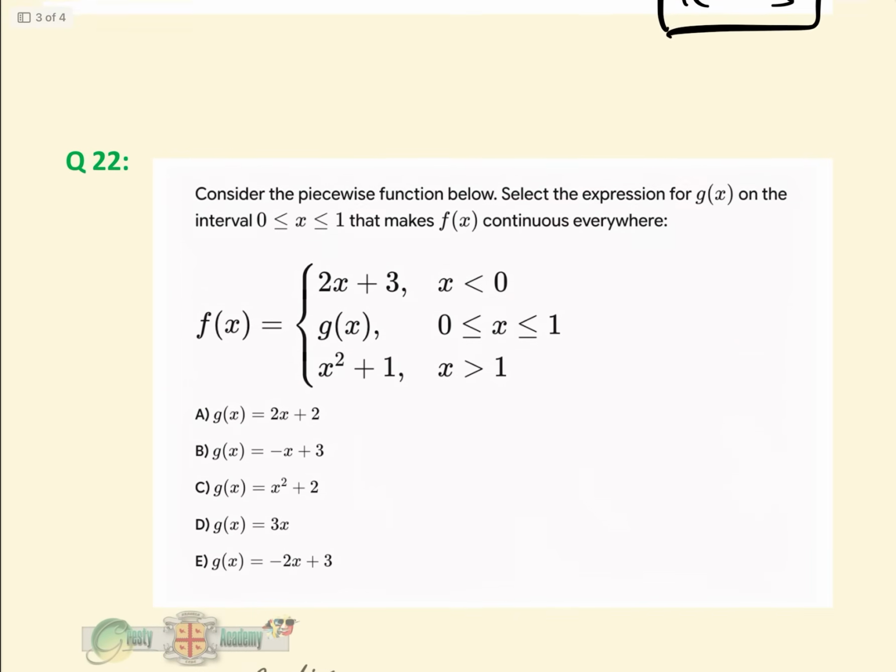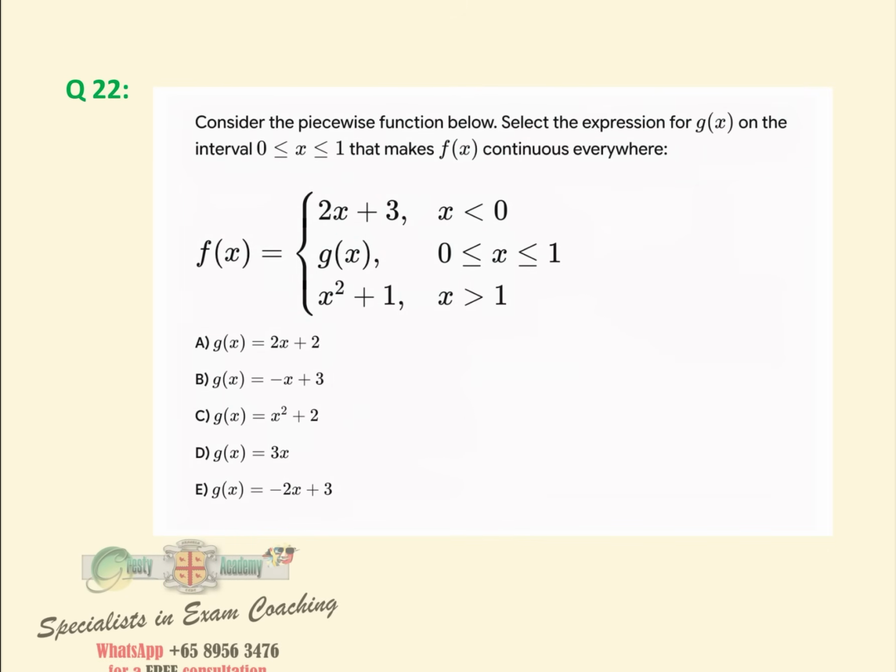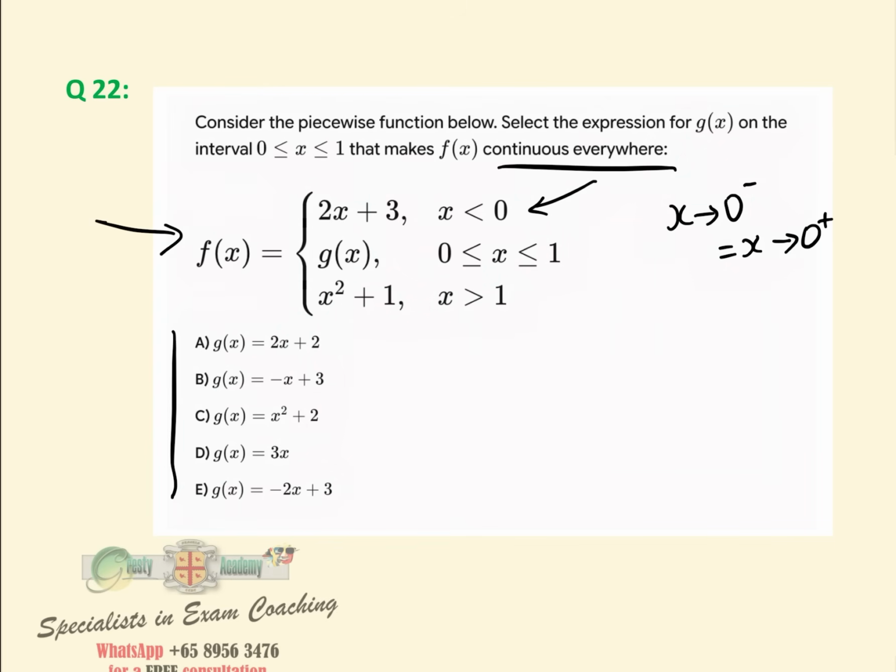Okay, question number 22. Let's have a look at this one. We need to select one of these expressions in order that this piecewise function is continuous everywhere. Basically, there are 2 points where we have to be really careful. First of all, 0. We need x approaching 0 from the minus side to be equal to x approaching 0 from the plus side. So let's have a look at that. For x approaching 0 from the minus side, we use this, so that would be 2 times 0 add 3.